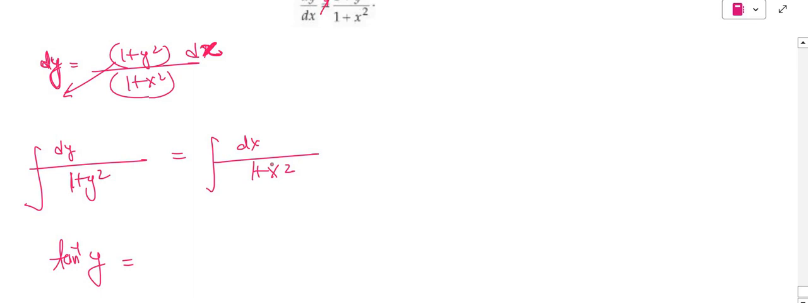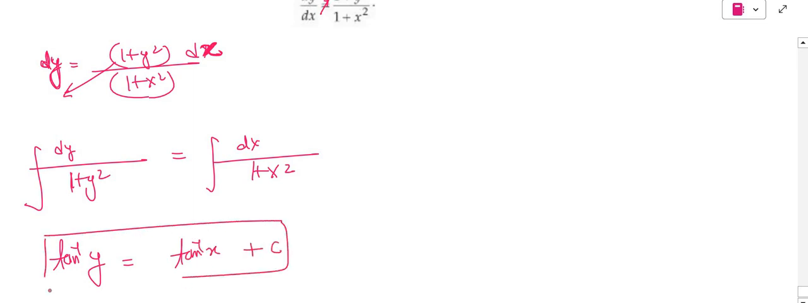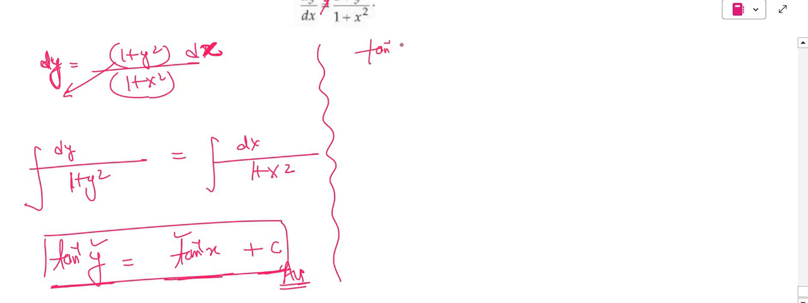Okay, and for this also we have a formula: the integral of 1 by 1 plus x squared, so it will be tan inverse of x plus c. This is my answer. Sometimes if both answers are in tan, though this is a correct answer, how do we change it into a smaller answer? Whenever two things are in tan, c can also be taken in tan. See here, tan inverse y plus tan inverse x is equal to plus c.